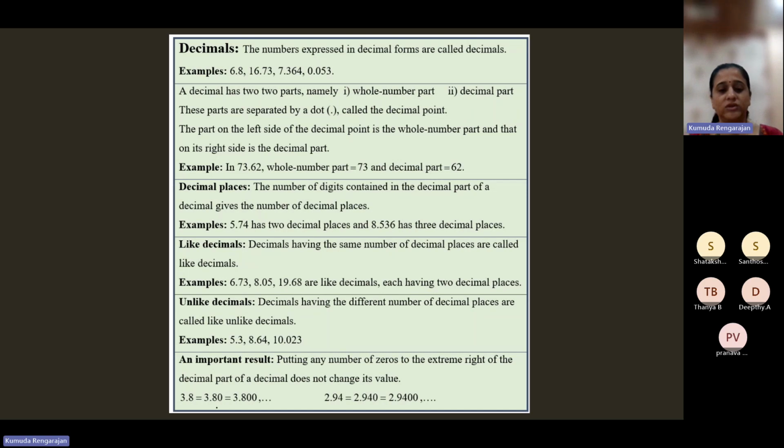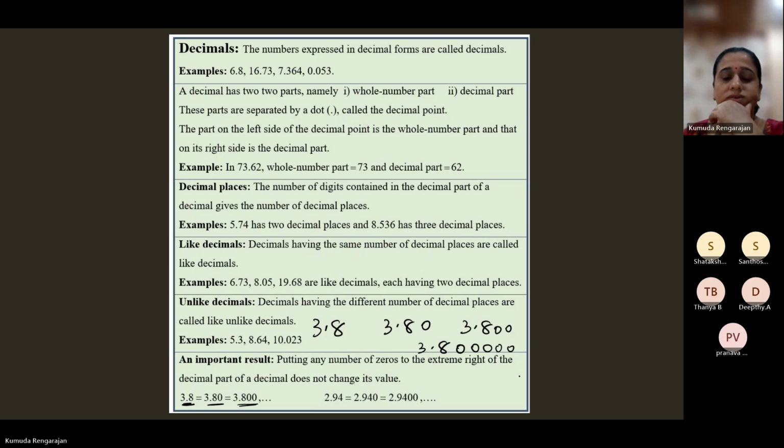And then the last one, you see, 3.8 is the same as 3.80, is the same as 3.800, is the same as 3.80000, and so on. So when you add zeros to the extreme right of the decimal number, the value of the decimal number does not change. It remains the same.